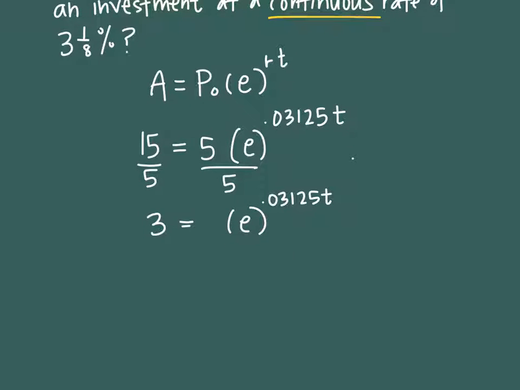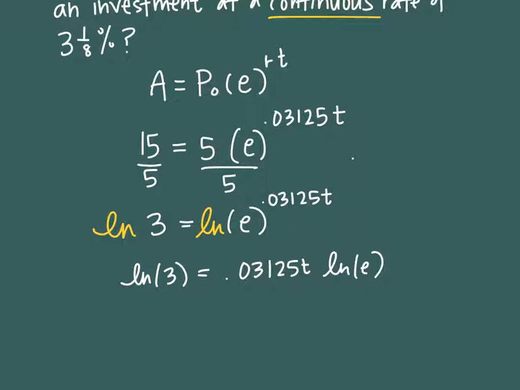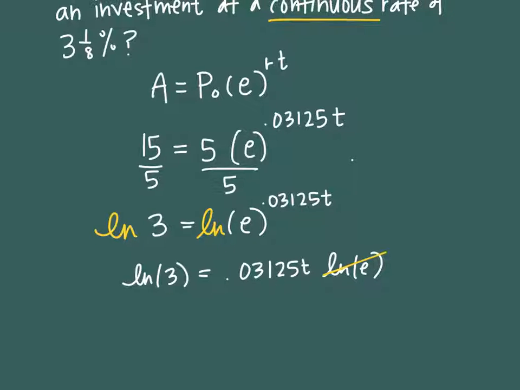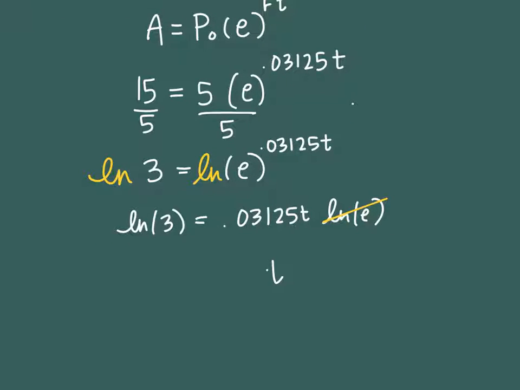That leaves space for you to use your ln on both sides. So we'll have ln of 3. The 0.03125t comes to the front. Now I have ln of e, and once I've got that, I know that it can reduce away. And then I can divide by the decimal. So the time by itself will be the natural log of 3 divided by 0.03125. And that time value will be how long it would take any investment to triple. No matter the size of the investment, it will take this many years.